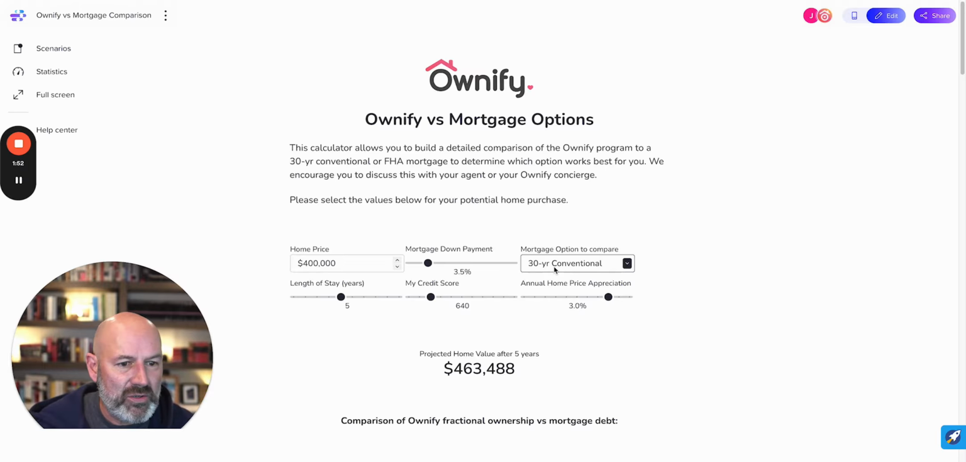However, conventional mortgages penalize some borrowers with higher rates for higher loan-to-value ratios and lower credit scores. So there's something called loan level price adjustments that are built into this calculator. Ultimately, the comparison to a mortgage really depends on what specific mortgage you can get out there in the market. But that's your choice here on mortgage options.